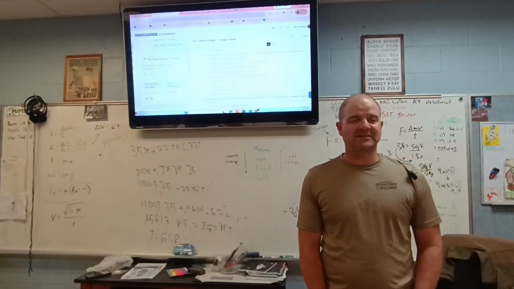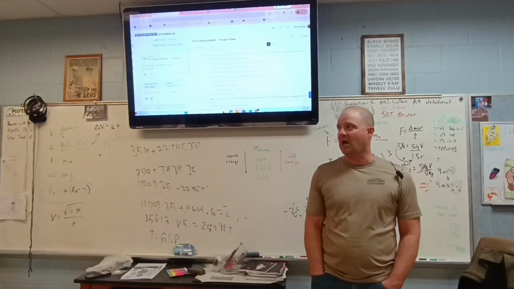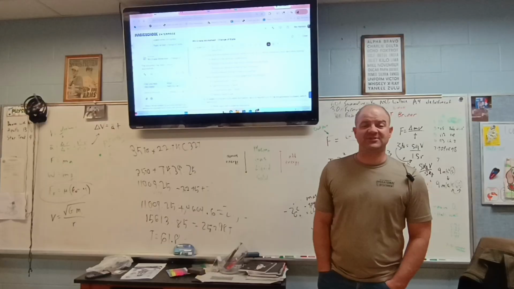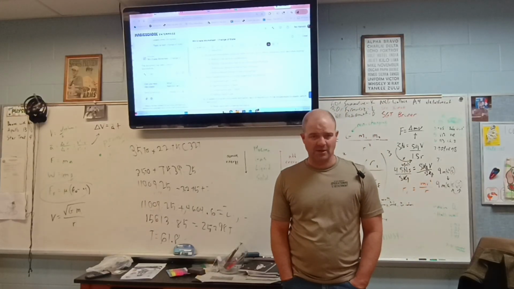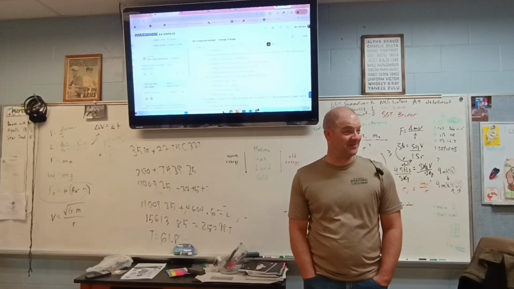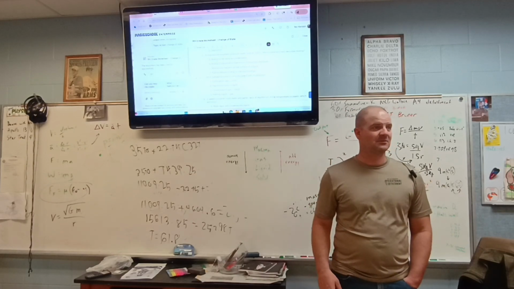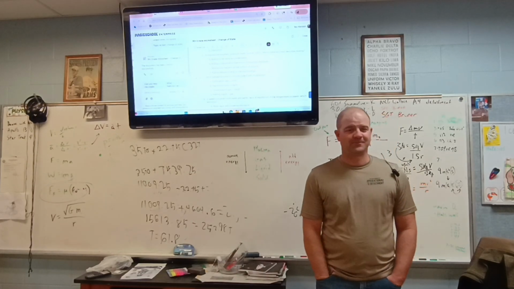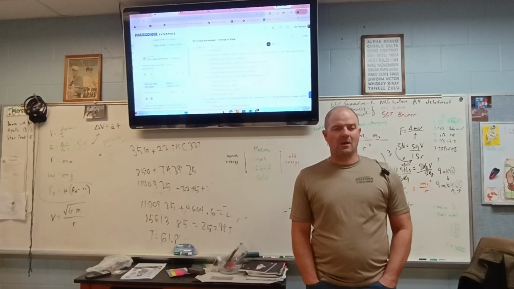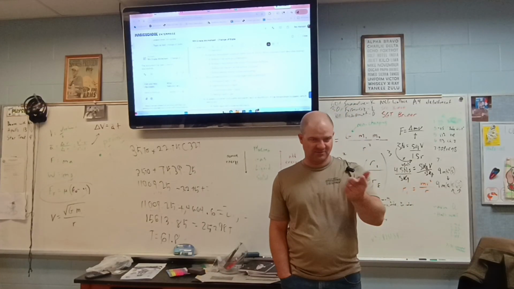Number 3, which labeled process is correctly paired with its direction? So in sublimation, does gas become a solid? No, it's the other way around. In deposition, does a solid become a liquid? No. In condensation, does a gas become a liquid? Yes. Condensation is when you have, for example, water vapor condensing on the side of a cool glass, or cold grass out in your yard, or your windshield. It has dew all over it. And then finally, we have melting. Is melting liquid to a gas? No. So C is the correct answer.